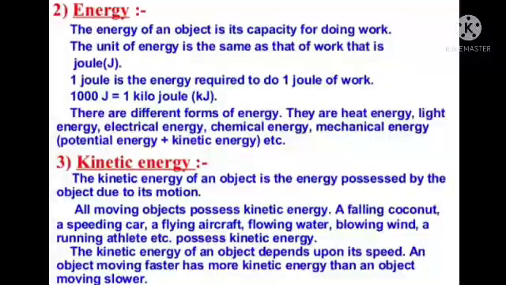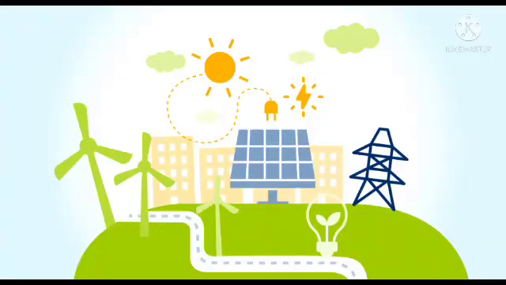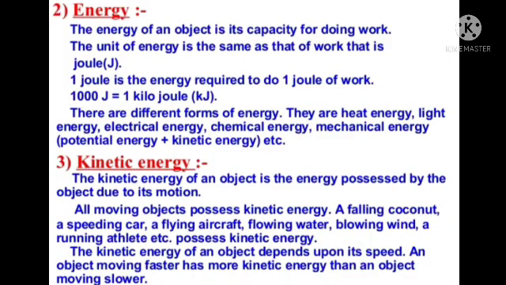Energy. The energy of an object is its capacity for doing work. The unit of energy is the same as that of work, that is joule. 1 joule is the energy required to do 1 joule of work. 1000 joule is equal to 1 kilojoule. There are different forms of energy. They are heat energy, light energy, electrical energy, chemical energy, mechanical energy, etc.